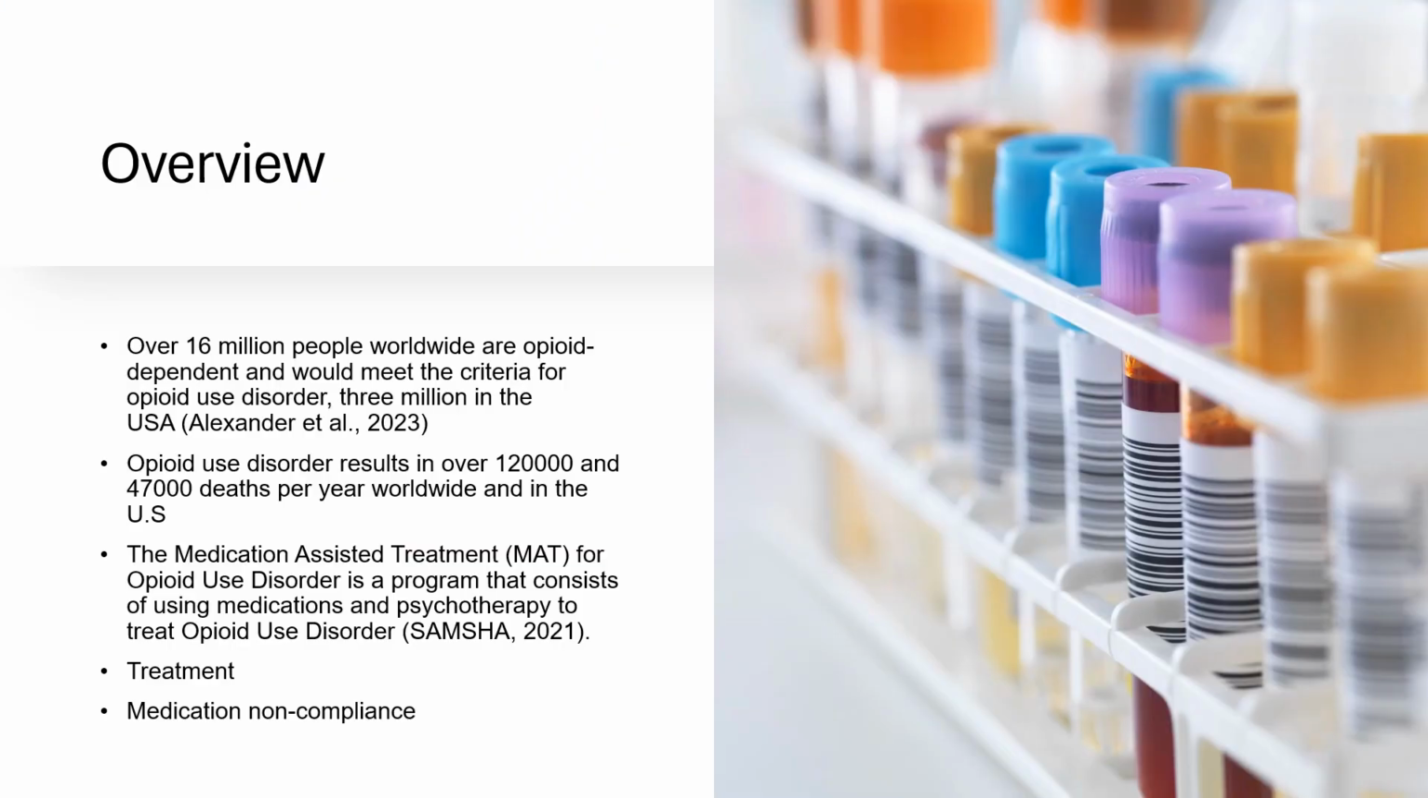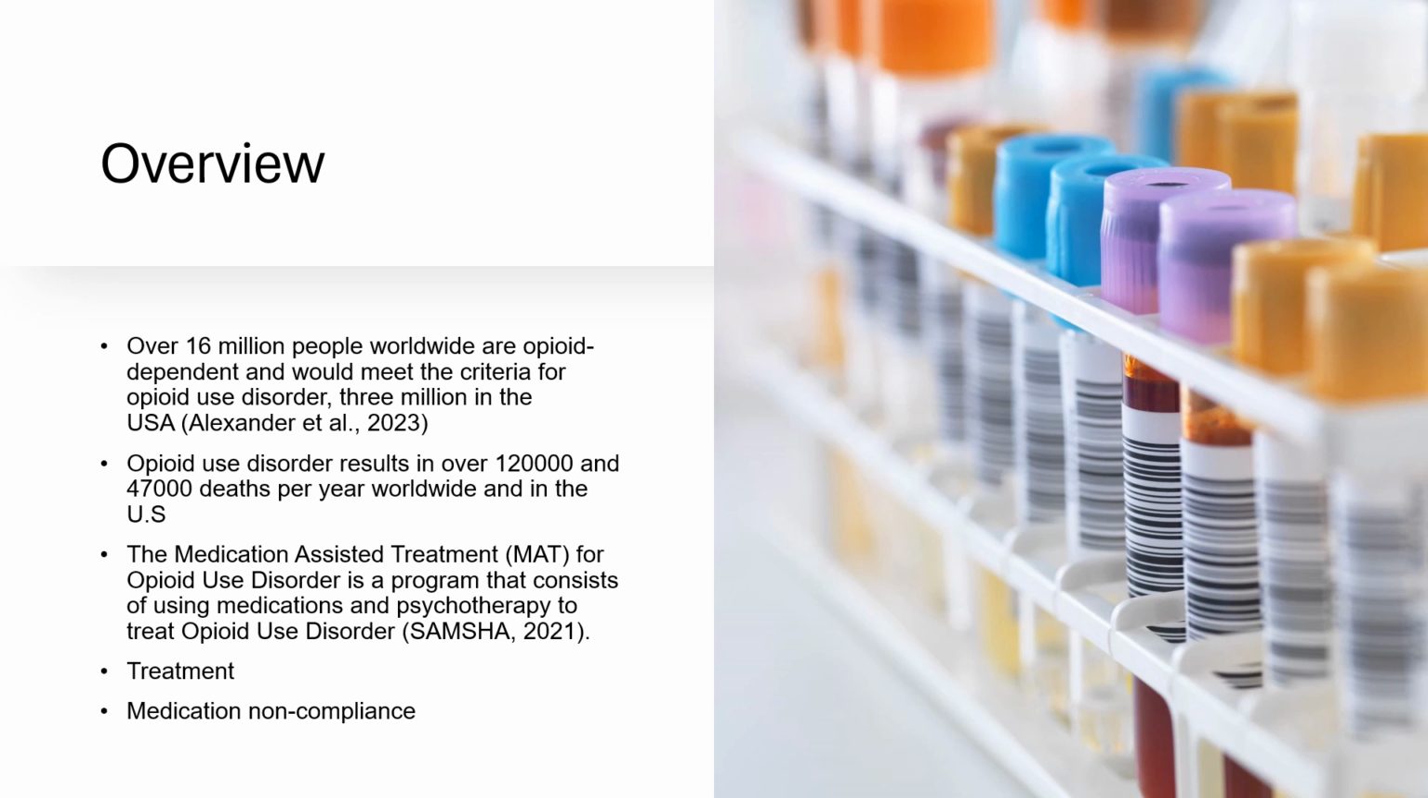So today we are talking about opioid use disorder. Over 16 million people worldwide are opioid dependent and would meet the criteria for opioid use disorder. 3 million of them are in the United States. Opioid use disorder results in over 120,000 deaths per year worldwide and 47,000 deaths per year in the United States.